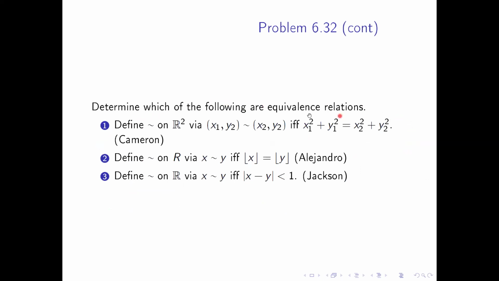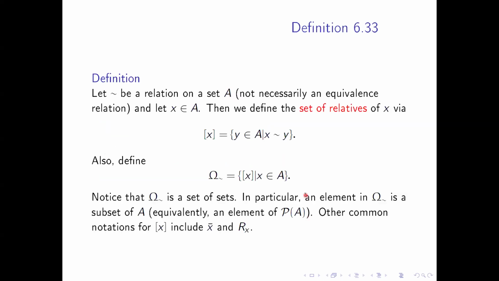Then you have these 3 as well. So Cameron, you have this one, which is dealing with pairs that are related to each other. And then Alejandro, you have the floor function. And Jackson, you have this absolute value. So go ahead and try those. Again, you're trying to make sure each one of these things has all 3 of the properties.